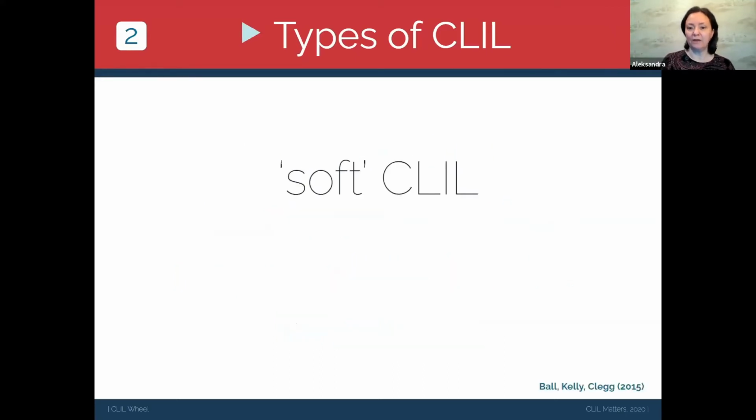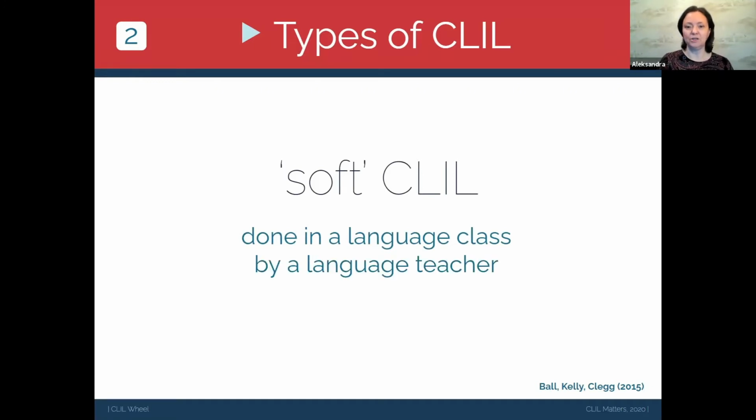But you are on the other end of the spectrum as a language teacher. And I also did that as a language teacher, working in a language school, doing a little bit of science, for example, here or there. We would then talk about soft CLIL, done in a language class by a language teacher. Could be an English teacher, but can be a teacher of any other language.